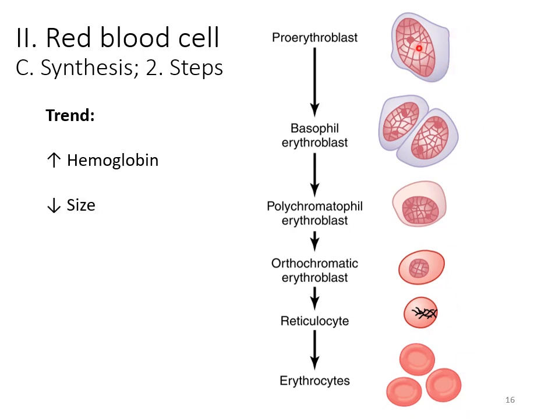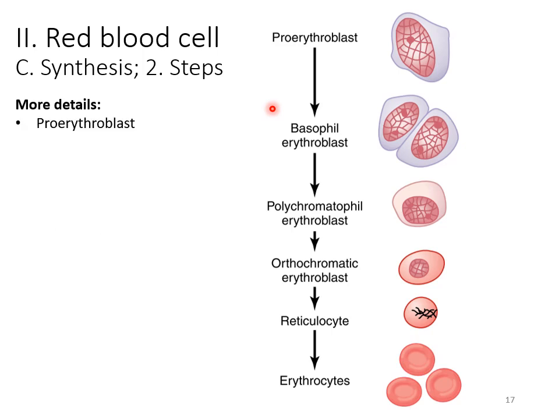Also, the trend is a decrease in size. It was very large when it was immature, and the mature red blood cell is now very small. We also see less basophilic material, or the nucleus and the organelles. The organelles inside the cell shrink until they're almost insignificant in the reticulocyte, and we no longer see them in the red blood cell. So let's look at this in a little bit more detail.